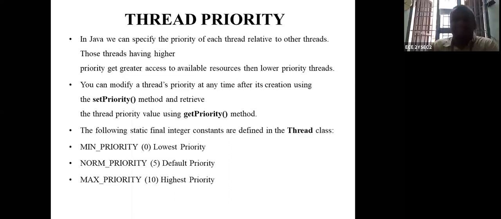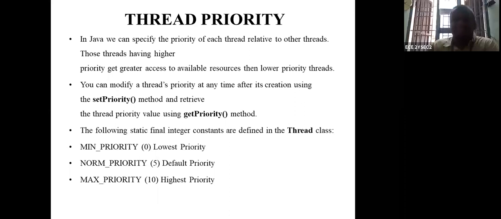So priority gives preference. In multi-threading, multiple programs are there, and each time a specific thread is accepted by the CPU. So how to select a particular thread? That is very important. How to select a particular thread?